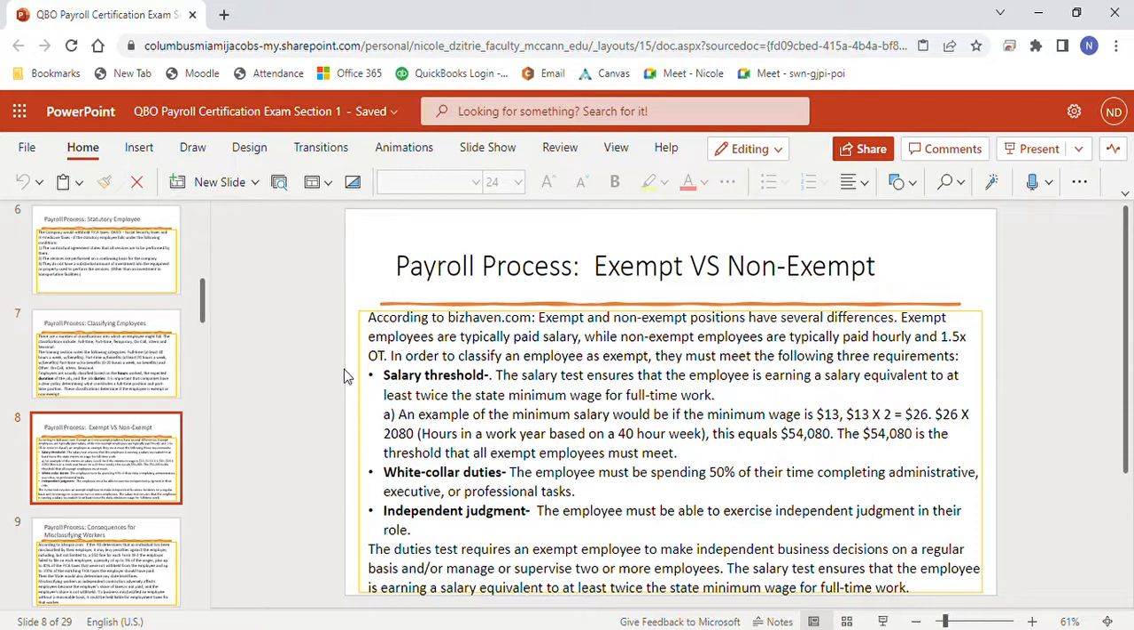White collar duties. So the employee must be spending 50% of the time completing administrative, executive, or professional tasks. And then the last one, independent judgment. The employee must be able to exercise independent judgment in their role. So the duties test requires an exempt employee to make independent business decisions on a regular basis and/or manage or supervise 2 or more employees. The salary test ensures that the employee is earning a salary equivalent to at least twice the state minimum wage for full-time work.